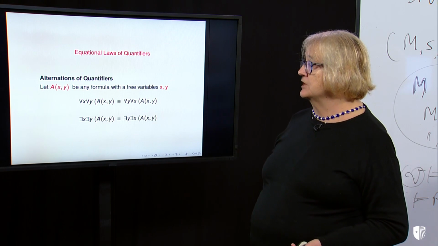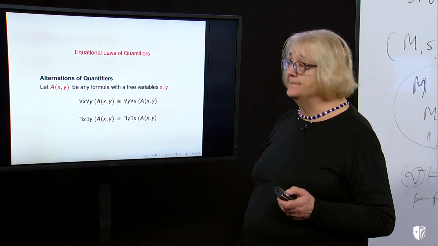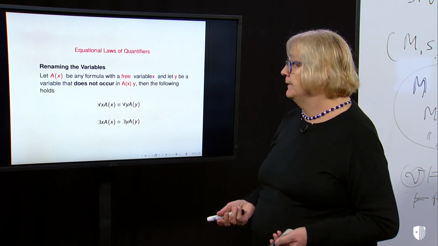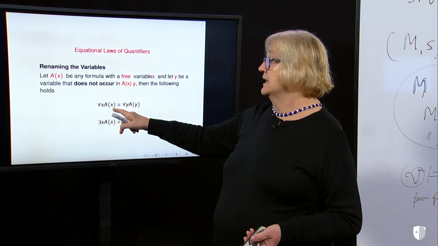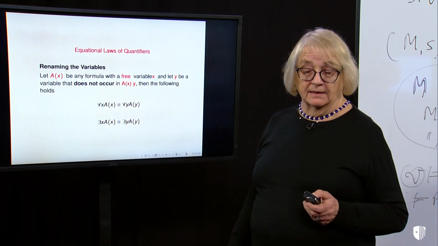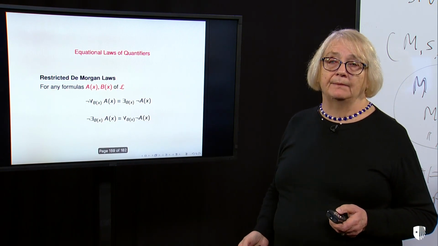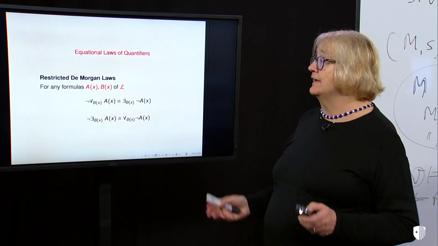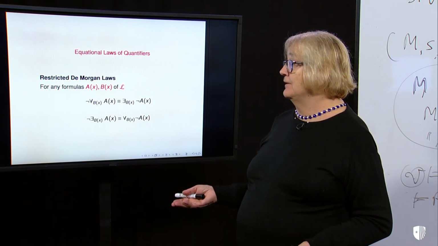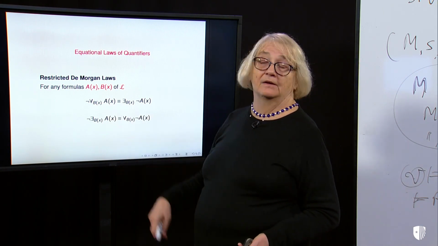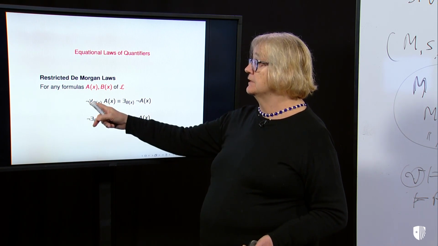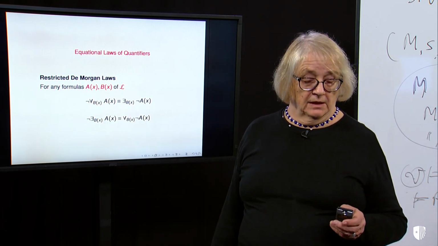And then also you have alternation of quantifiers, that you can change them, and you have renaming of variables, which we'll use a lot. If you have for all x A(x), you can rename the variable, and we will use renaming a lot. And also you have restricted De Morgan laws. You can prove it by rewriting the definition. The De Morgan law holds for restricted quantifiers.